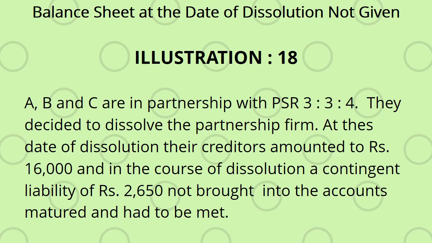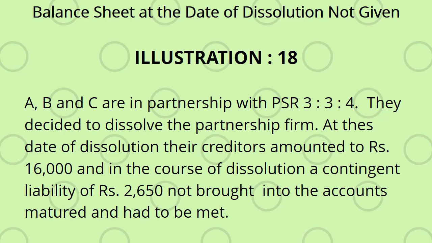Illustration number 18. A, B and C are partners. They are in partnership with profit sharing ratio 3:3:4. They decided to dissolve the partnership firm. At the date of dissolution, their creditors amounted to rupees 16,000. And in the course of dissolution, a contingent liability of rupees 2,650 not brought into the accounts matured and had to be met.